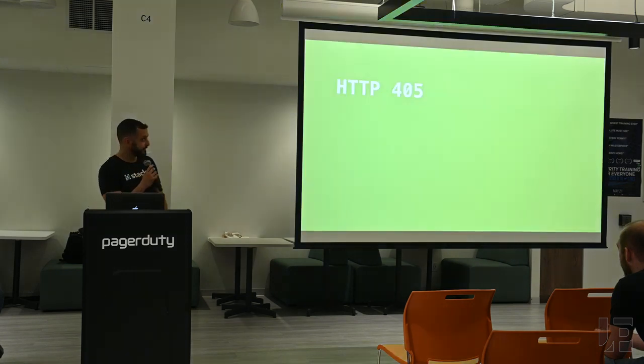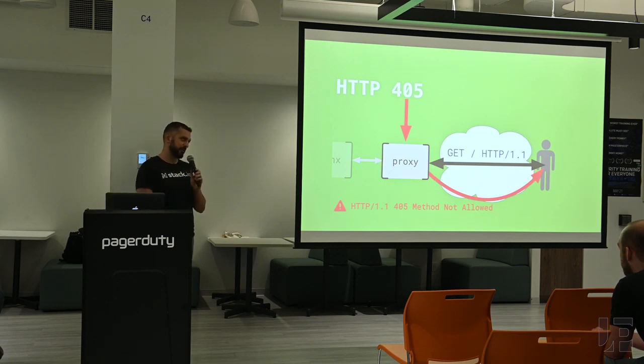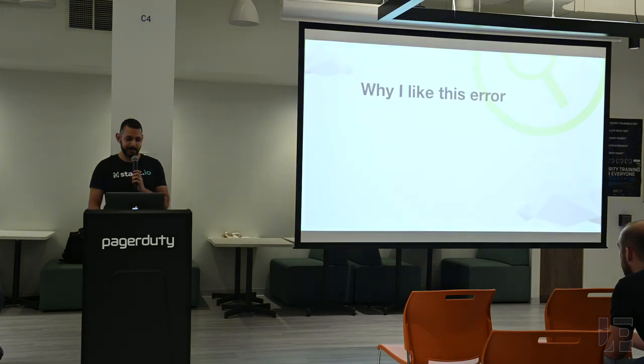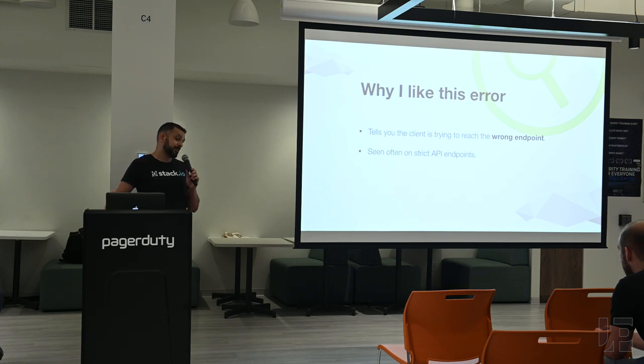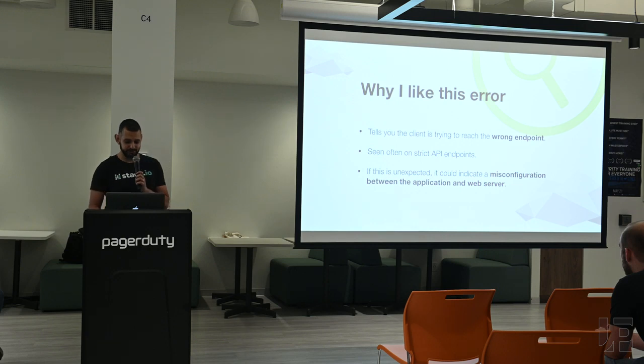Gotta be careful, right? You got 405s, method not allowed. And method here is HTTP verbs, like your gets and your puts. I like this error because it tells you that the client is trying to reach the wrong endpoint, usually. You see this often on strict API endpoints where they're trying to control the HTTP verbs coming in. If it is unexpected, it could indicate a misconfiguration between the application server and the web server.